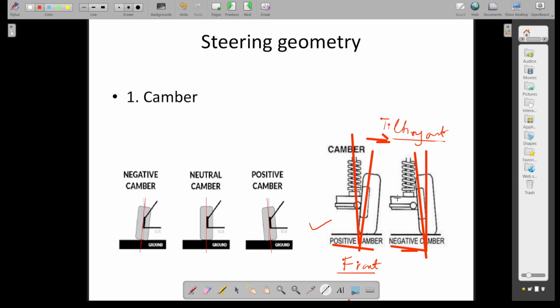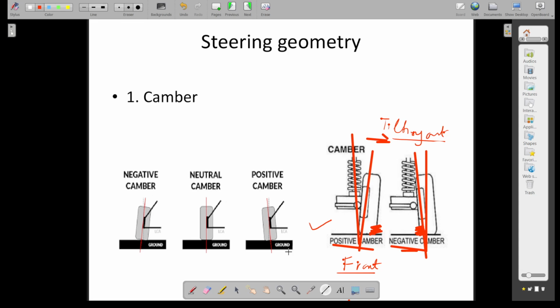If we are increasing the positive camber of the vehicle, that means the outside of the tire will wear. This outside part is going to wear more. If it is a negative camber, the inside part will wear. So here you can see.